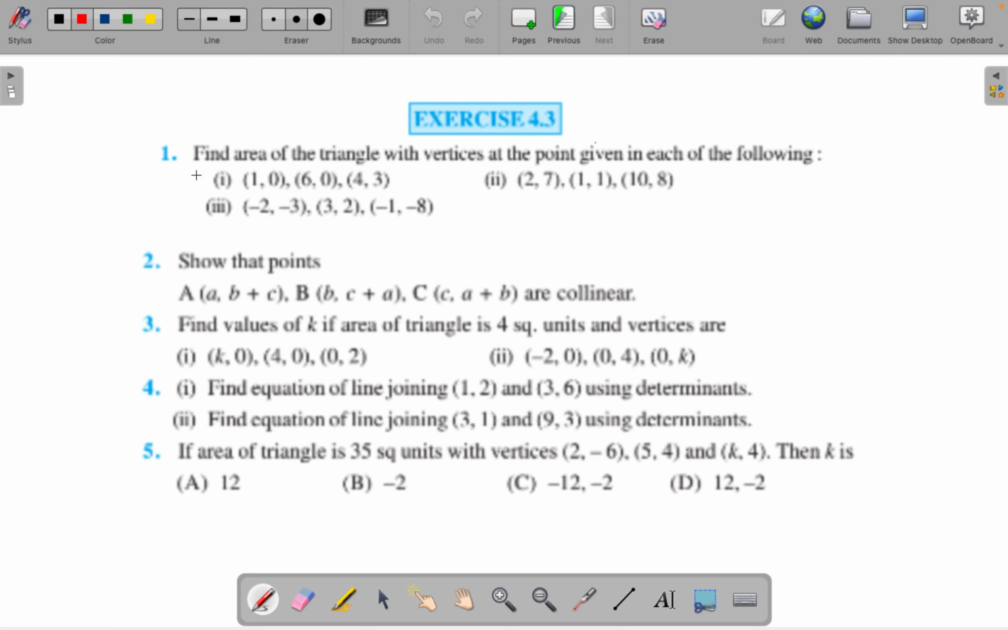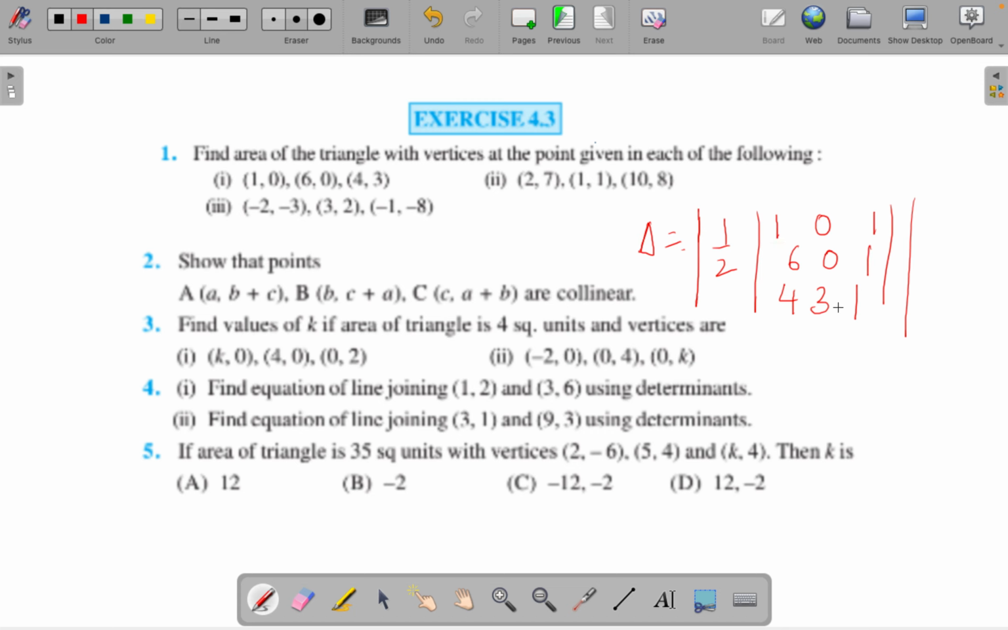Exercise 4.3. Question number 1. The vertices are given to you. You just have to find the area. So you will just write down the formula. Area is absolute value of half, x1 y1 1, x2 y2 1, and x3 y3 1. Now you know how this will go. You can evaluate this determinant using three methods, right?